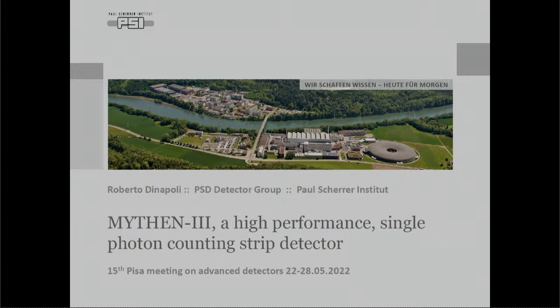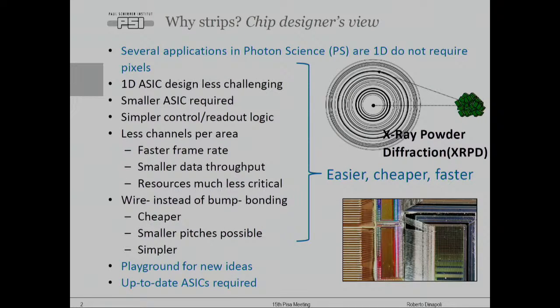So, as he said, we are going to show you single photon counting strip detectors. The first question is, why a strip detector? Well, first of all, in photon science, this is where we are developing chips, several applications do not really require a 2D detector, but 1D is enough. For example, X-ray powder diffraction, XRPD. And then there are a big number of reasons which all boil down somehow to the point that everything is easier, cheaper, and faster in strip detectors. This means that they are also the best playground for new ideas that then can be spun off to pixels if they work.